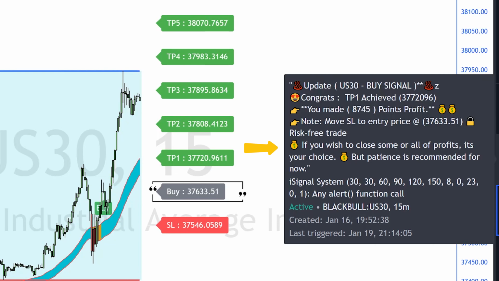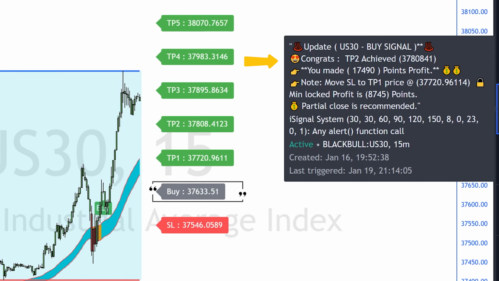Okay. Also gives you another choice. It says if you wish to close some or all of your profit, it's your choice. Okay, but patience is recommended for now. It's better to wait a little bit. Then the price has reached take profit 2. The system is not going to leave you alone. The system is going to send you another message. It says update US30 buy signal.